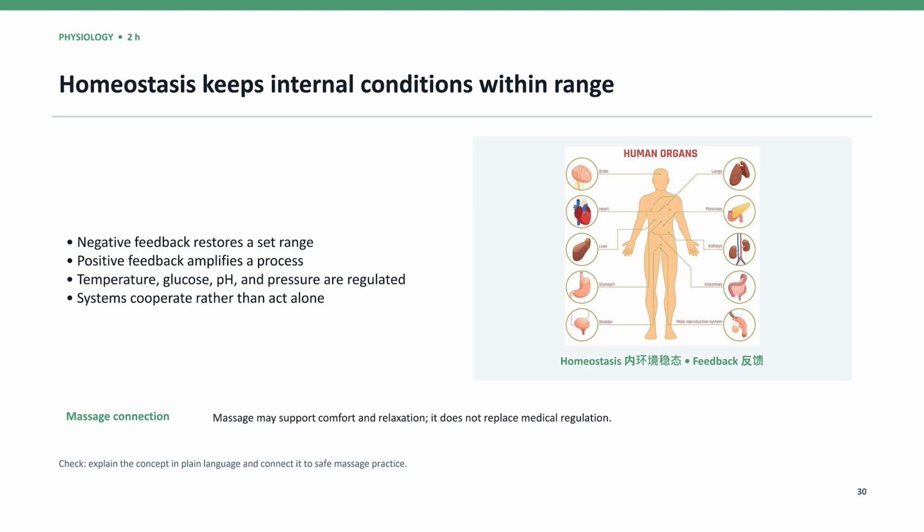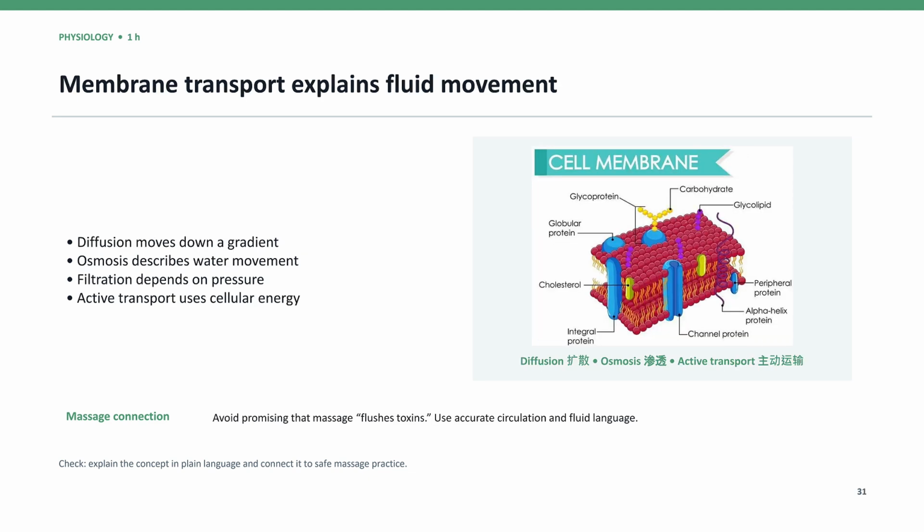Now, let's move to membrane transport, 细胞膜运输. Every cell is surrounded by a cell membrane. This membrane protects the cell and controls what enters and leaves it. Some substances cross the membrane by diffusion, 扩散. Diffusion moves particles from an area of higher concentration to an area of lower concentration. It does not require cellular energy.